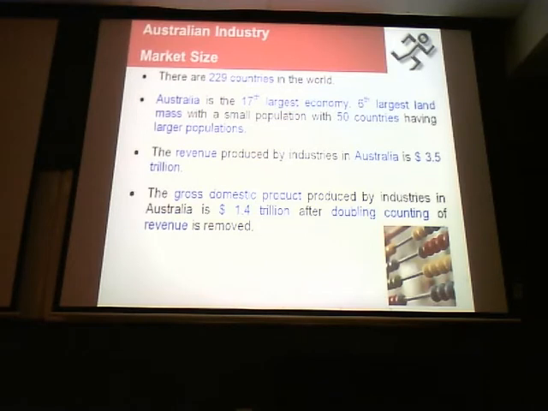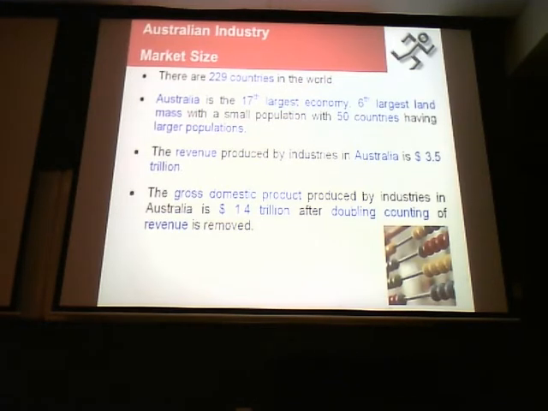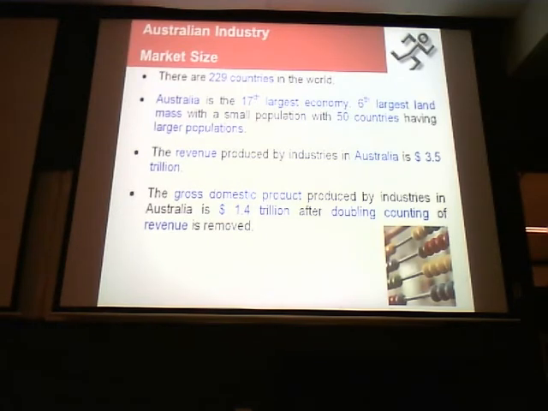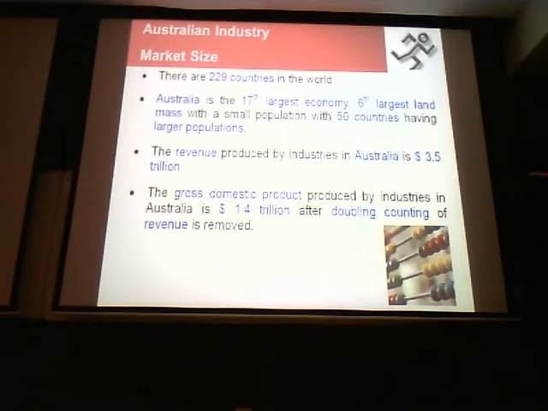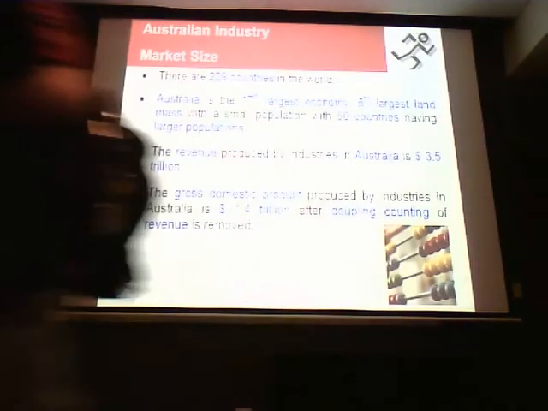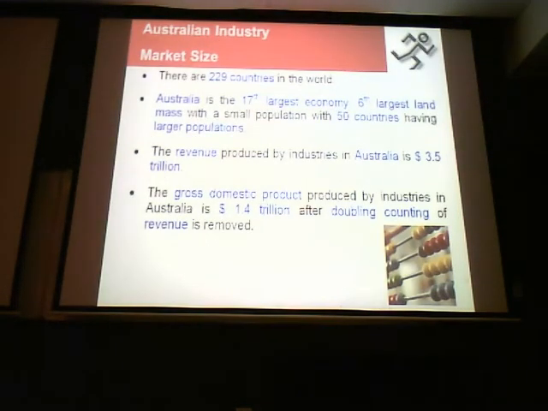Let's just take Australia as a country and look at the market size for Australia. There are 229 countries in the world. Australia is 17th out of that 229. We're the 17th largest for the economy. We're the 6th largest land mass. But where we fall down is we've got a very small population, and there's another 50 countries that have got a larger population.